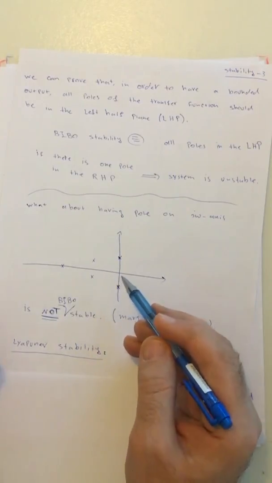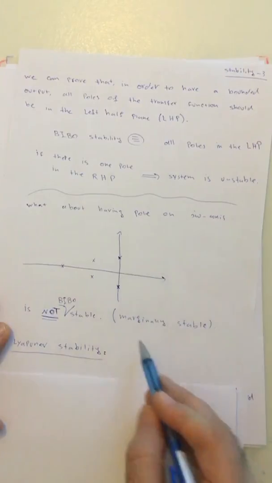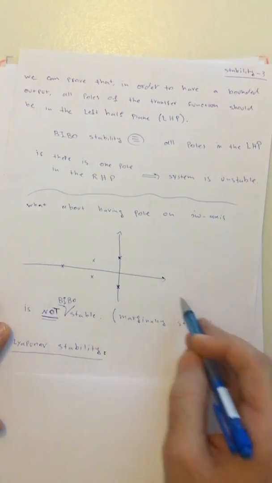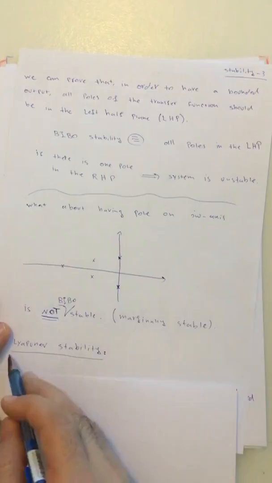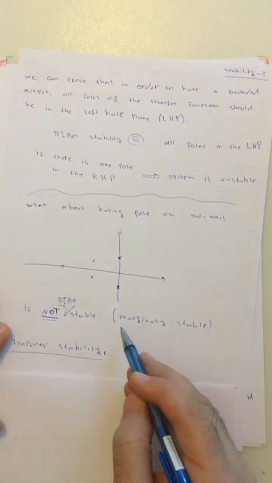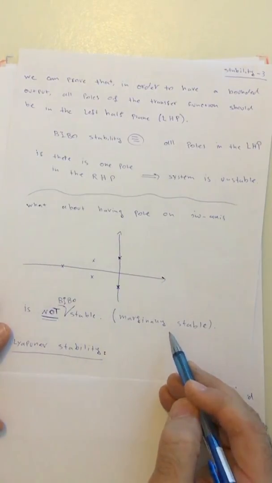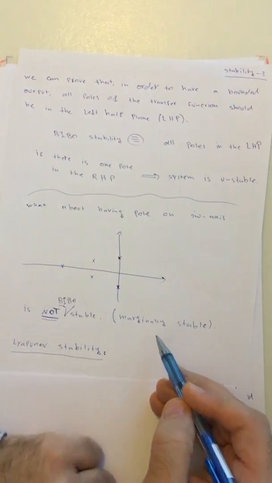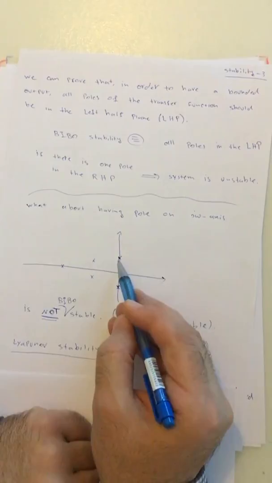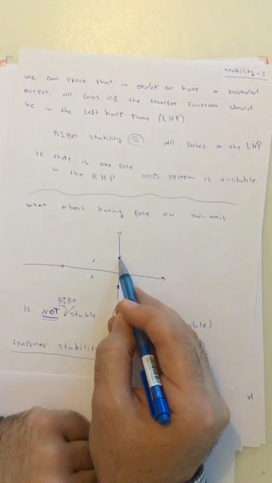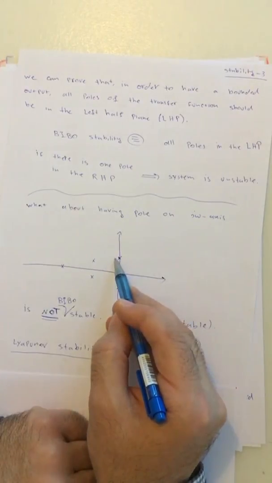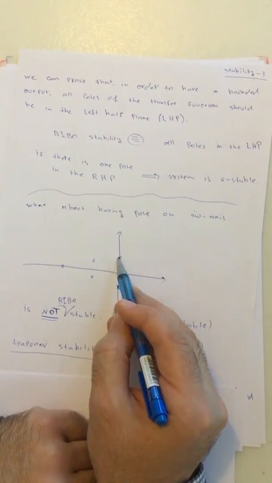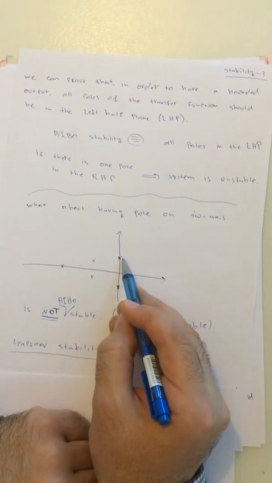So we call this system unstable, but sometimes, just because this system is stable from that point of view, we call it marginally stable. And this marginal can also be interpreted as the fact that if we bring the poles just a little bit to the left, then the system is stable, and if we bring them to the right, the system is unstable.